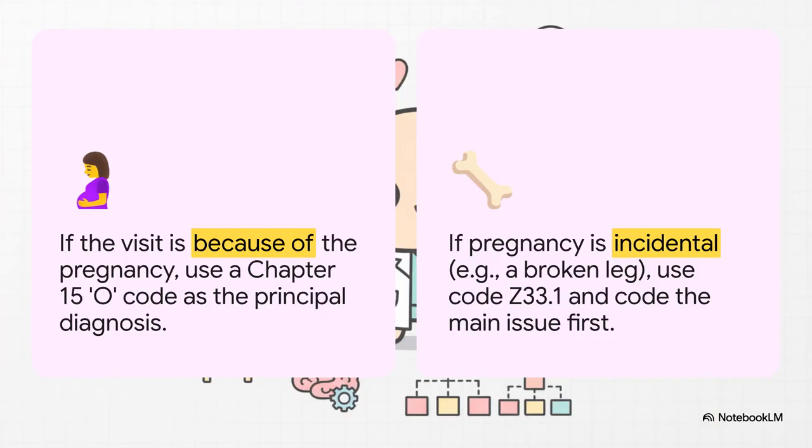So the first question you've always got to ask is: is this visit happening because of the pregnancy? If the answer is yes, then one of those Chapter 15 O codes is going to be your main diagnosis. But what if the patient comes in for something totally unrelated, like a broken leg, and the fact that she's pregnant doesn't really change the treatment plan? Well, then the pregnancy is considered incidental. In that case, you'd code the broken leg first, and then add code Z33.1 to give the complete picture.